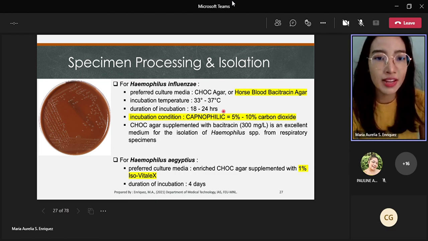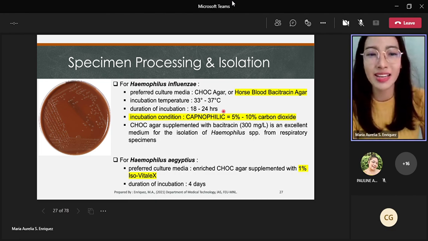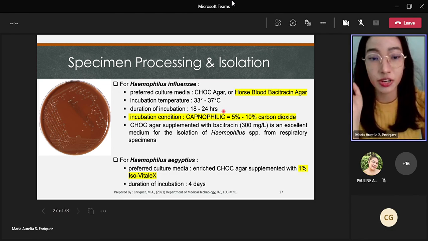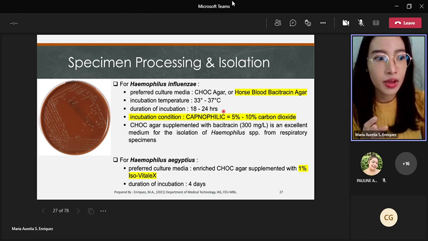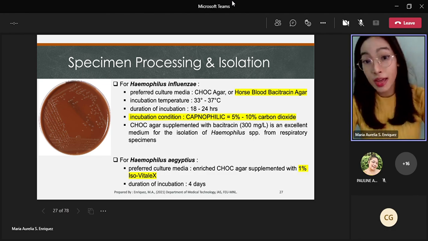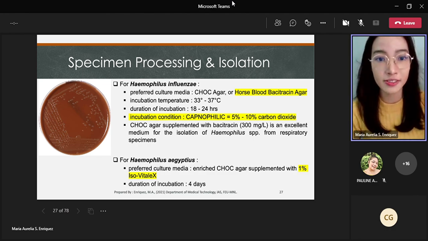For Haemophilus influenzae, they are not necessarily slow growers. Okay, so fastidious sila, pero hindi sila slow growing. Duration of incubation would only be for up to 18 to 24 hours. So after 24 hours, expect na natin na makakapag-view po tayo ng colonies kung Haemophilus influenzae po yung isolate.